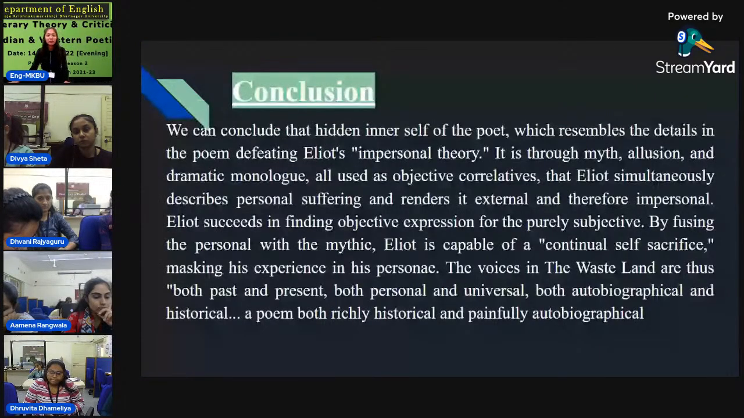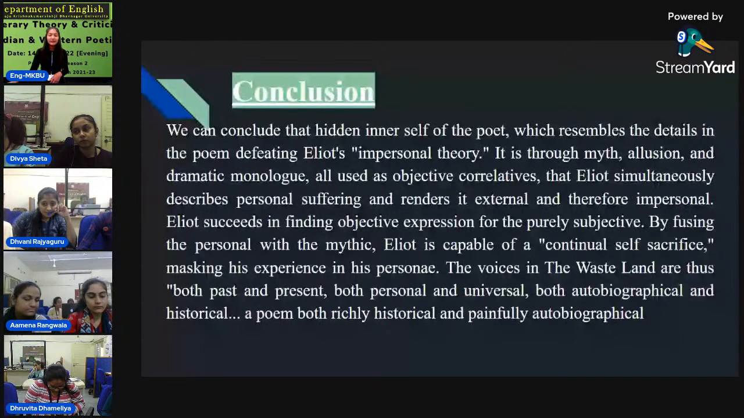We can conclude that a hidden inner self of the poet, which resembles the details in the poem, depicts Eliot's impersonal theory. It is through myth, allusion, and dramatic monologue, all used as an objective corrective, that Eliot describes personal suffering and renders it external and therefore impersonal. Eliot succeeds in finding objective expression for the purely subjective.